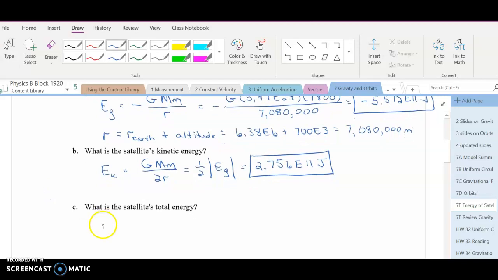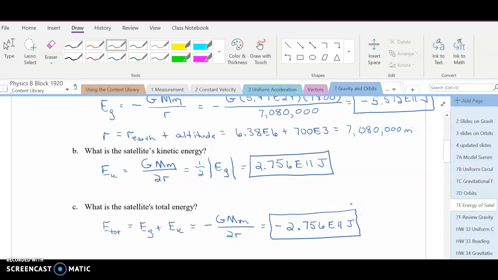And then as far as the total energy, it is the sum of the gravitational potential energy plus the kinetic energy. In terms of a formula, it's negative G times the product of the masses divided by 2 times the orbital radius. But I know how much that number is. That's what I found in part B. If I just put a negative sign on that, I have this. The total energy is 2.756 times 10 to the 11th joules, only it's a negative amount. Okay. Let's go on to another one here.